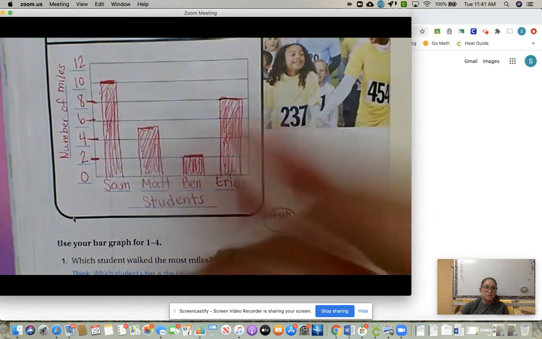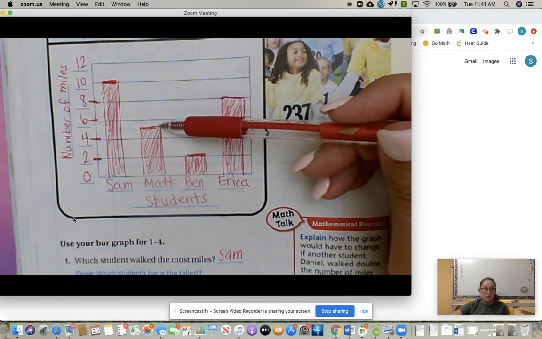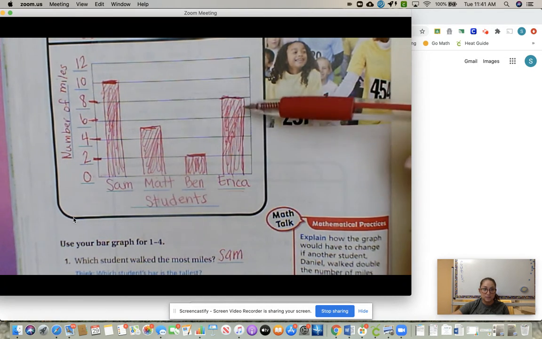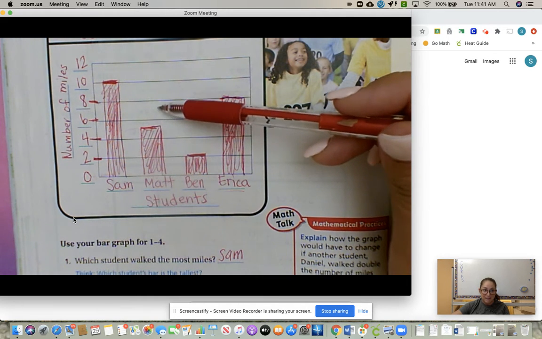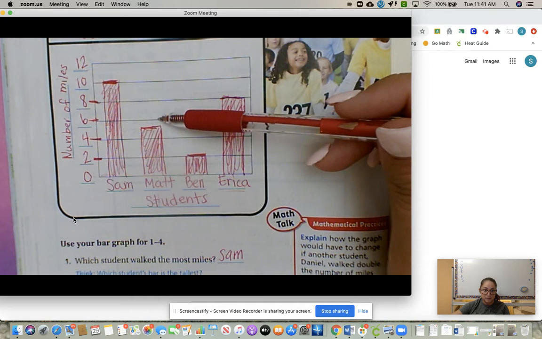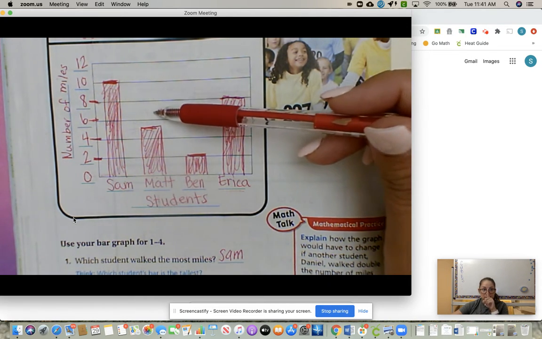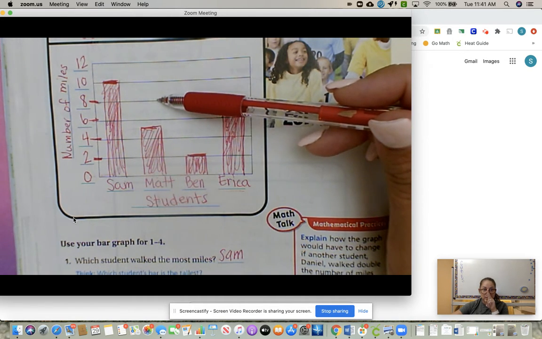So how I showed them is if we go to Matt, here's Erica. How many more miles does he need to walk to reach Erica? Well, we know half is 1, right? So if we jump to here, that's jumping from 5 to 6, that's 1 mile. 6 to 7, 7's in the middle, 2 miles. 7 to 8, 3 miles.